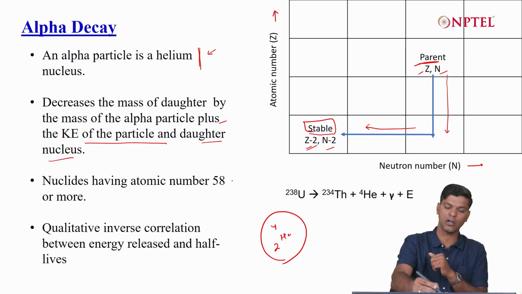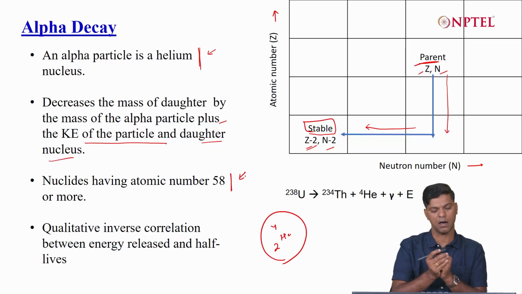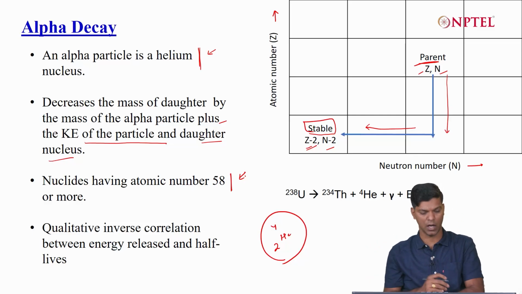Nuclides having atomic number more than 58 often go through alpha decay. It is not that everything that has atomic number more than 58 has to go through alpha decay, but an unstable nuclide above 58 often can go through alpha decay. There are a few exceptions, but mostly they are 58 plus and unstable. There is a possibility that it may go through alpha decay.